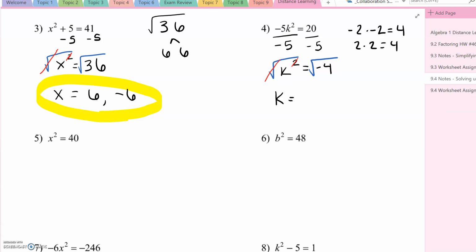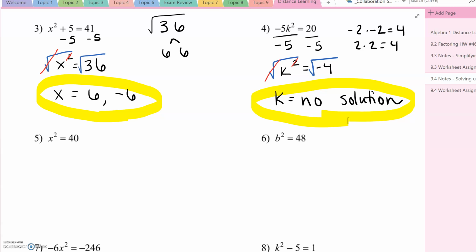That's not possible. So for right now in Algebra 1, we're going to say there's no solution. There's no number you can multiply by itself to get a negative number. So you cannot take the square root of a negative number. That is not possible. As you move on in math, you're going to learn about this thing that's called i. i stands for an imaginary number.